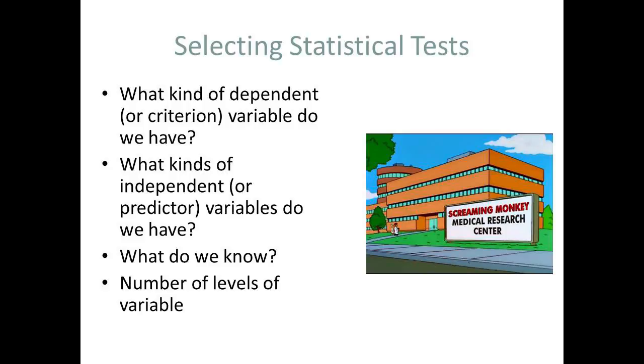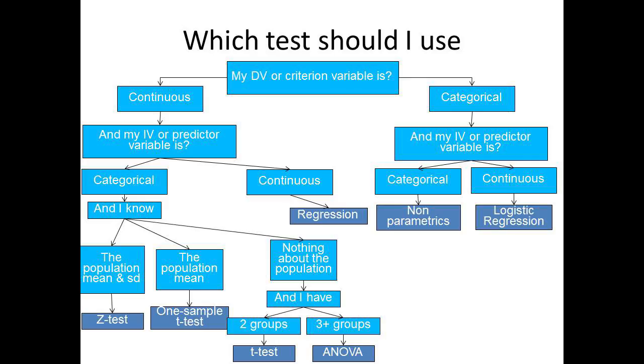Last week we talked really briefly about selecting statistical tests, and we talked about how deciding which statistical test we use is a function of what kind of variables we have for both the dependent and independent variables, and then what kind of information we have about the population, and then the numbers of levels of a variable. This is the decision tree that we looked at last week, but we only really touched on it briefly, so let's spend a little more time with it now.